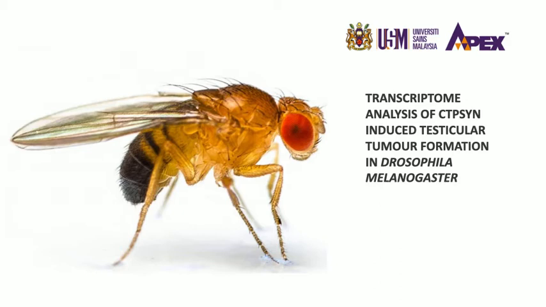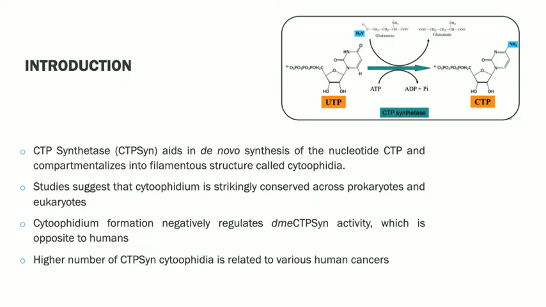Today, I would like to present my research findings about the transcriptome analysis of Ctpsyn induced testicular tumorigenesis in Drosophila melanogaster. Ctpsyn aids in de novo synthesis of the nucleotide CTP, and it compartmentalizes into filaments called cytophidia. These cytophidia are conserved across prokaryotes and eukaryotes.